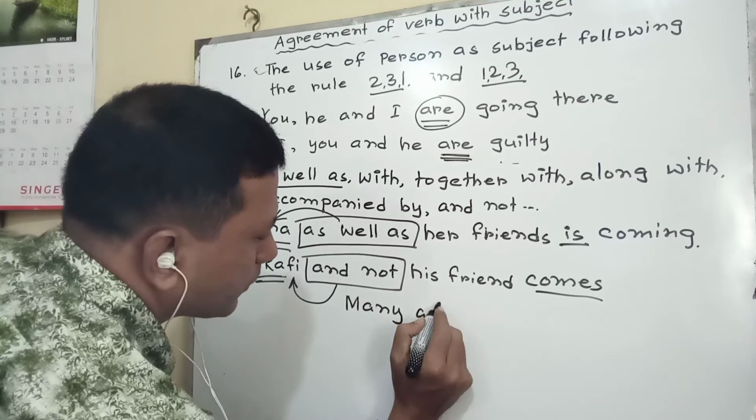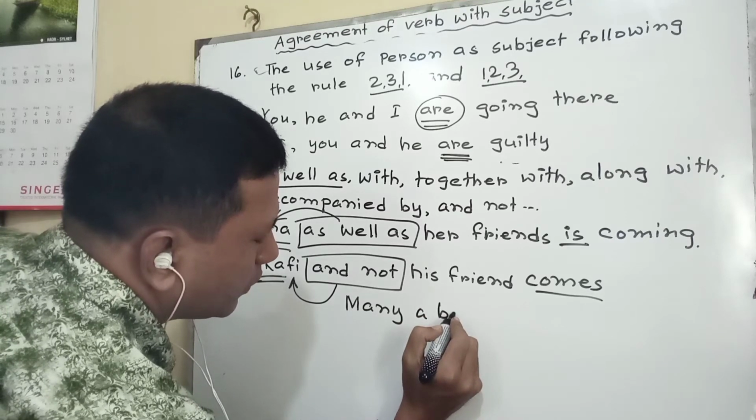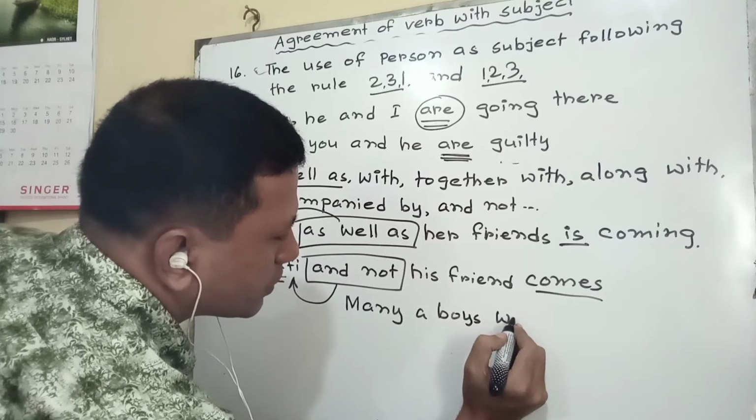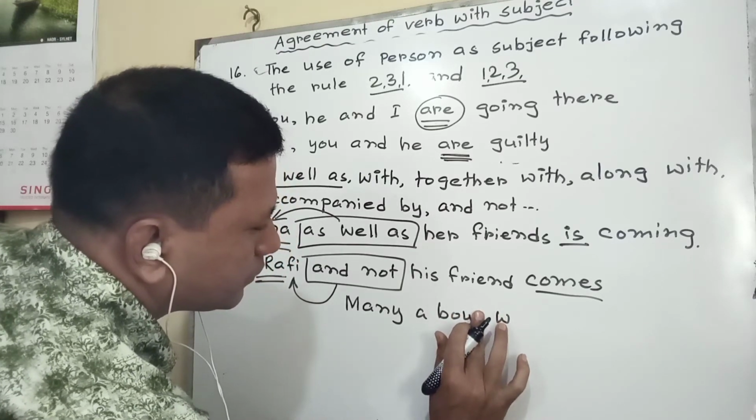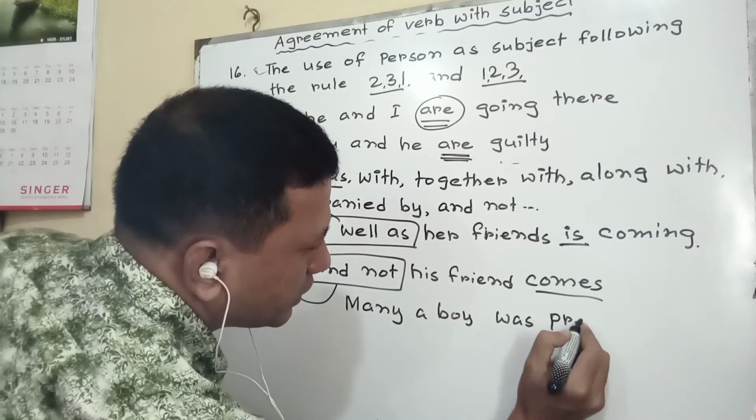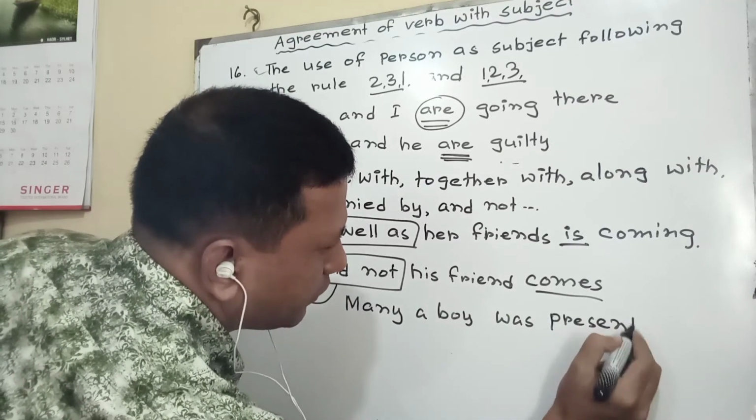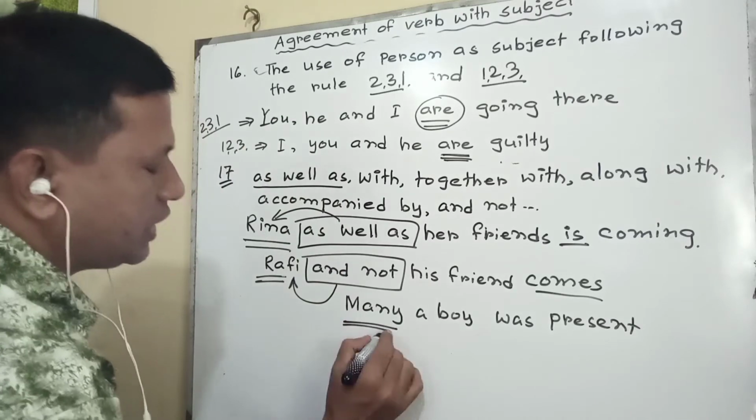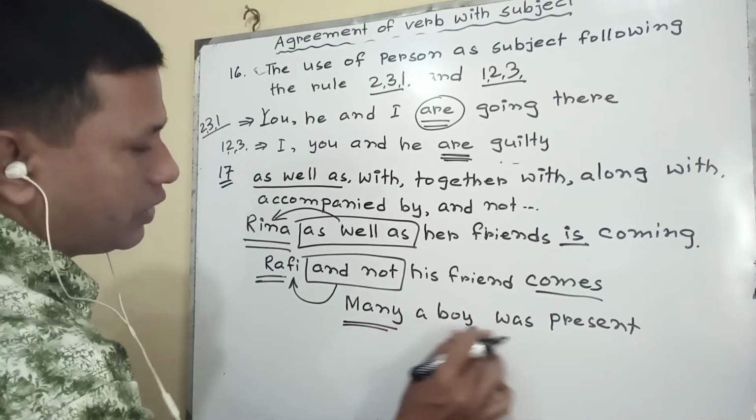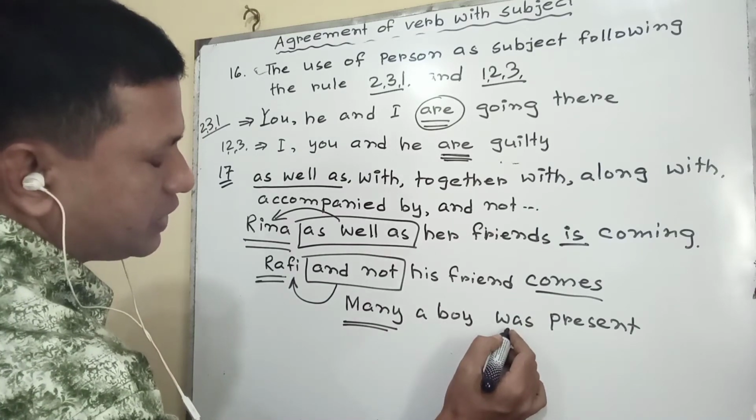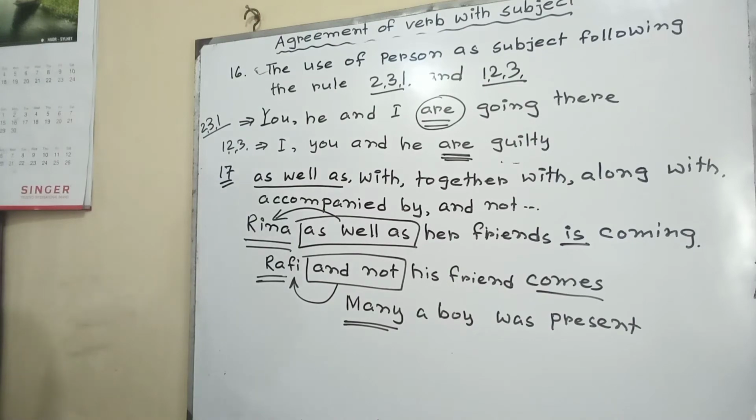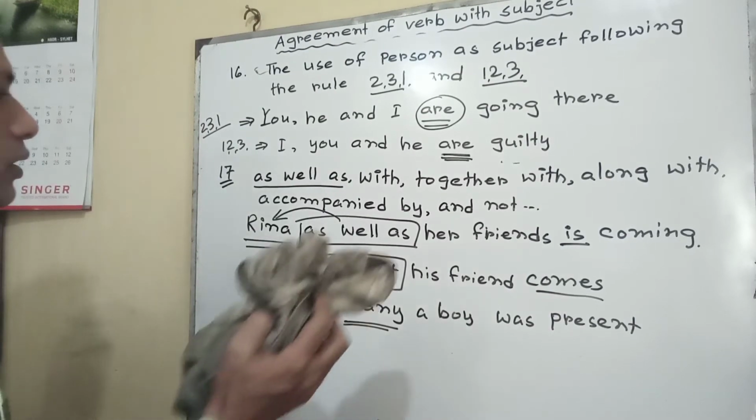"Many a boy was present." This one is an exception. Many a boy: generally you can think that the verb will be plural because of "many," but in the case of "many a boy," the verb is always singular: is, was, has, in this way. So let's go to rule 18.